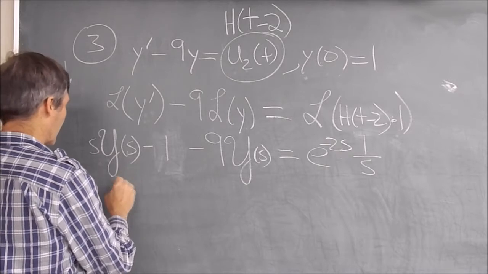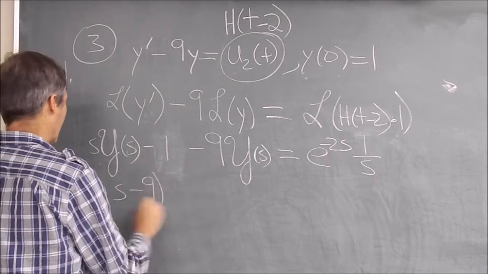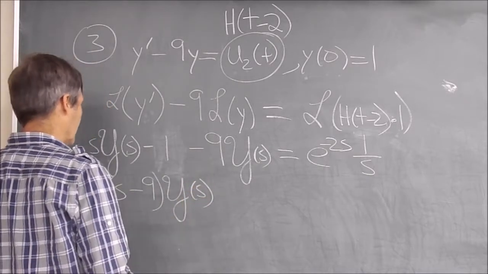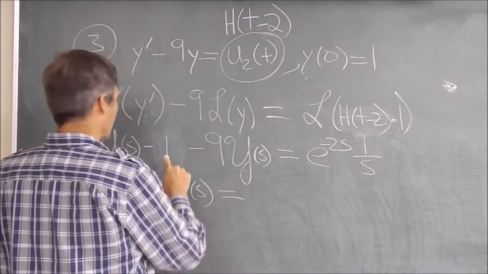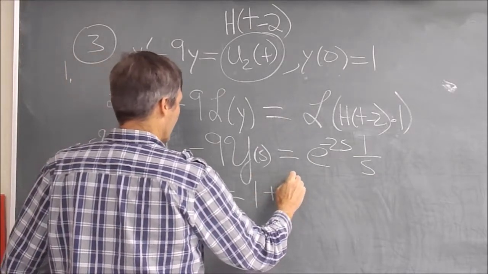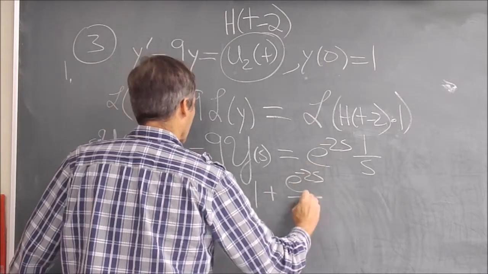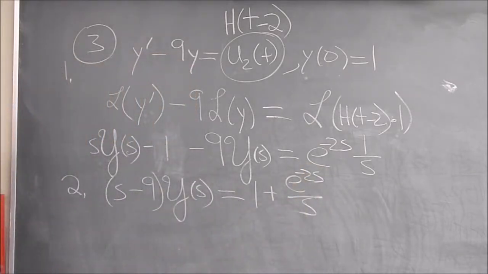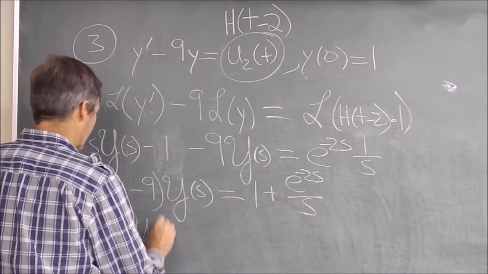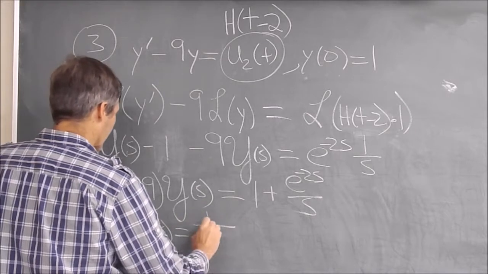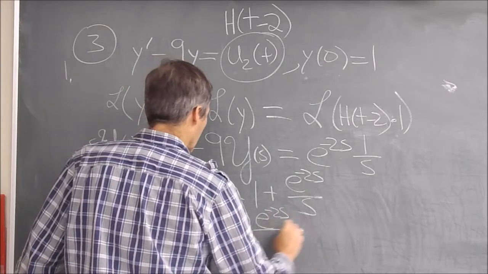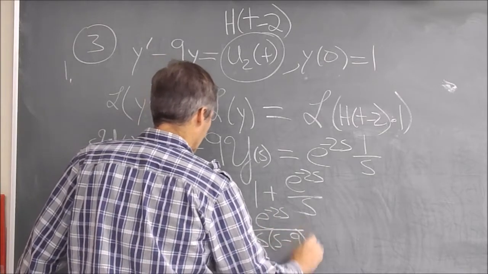So let's see, here's s y of s, and here's minus 9y of s. So s minus 9 times y of s. And then I'll collect all the other terms over on the other side. Equals 1 plus e to the minus 2s over s. That's just algebra at that step. Now divide by s minus 9, you get finally that y of s is 1 over s minus 9 plus e to the minus 2s over s times s minus 9.